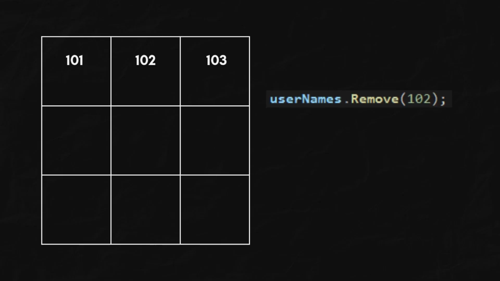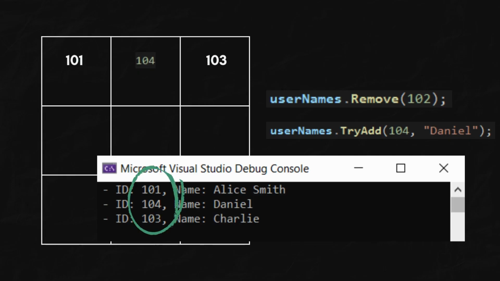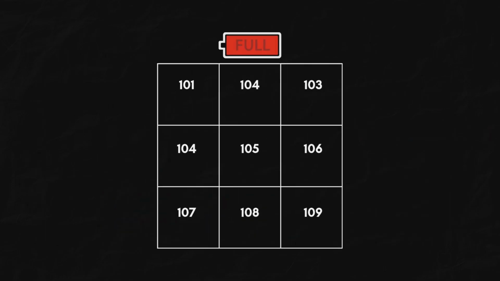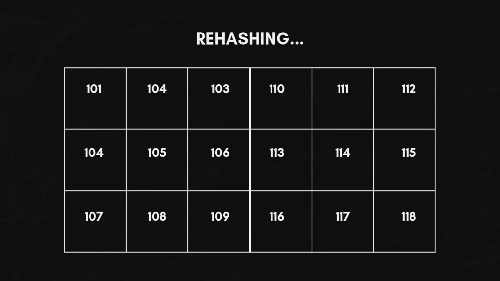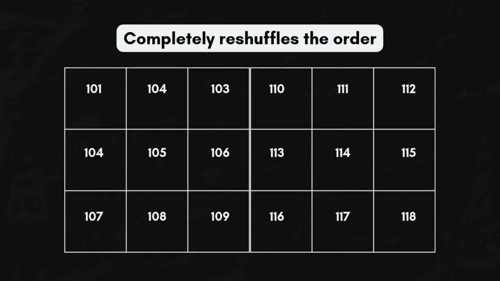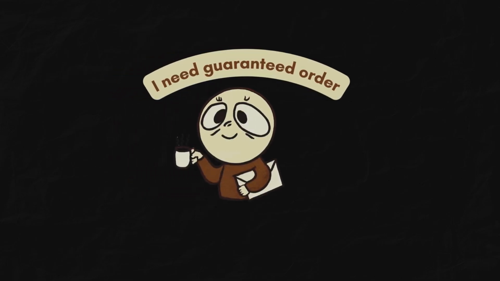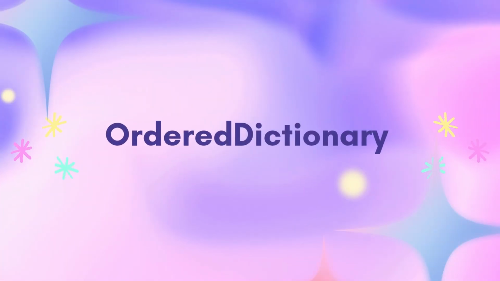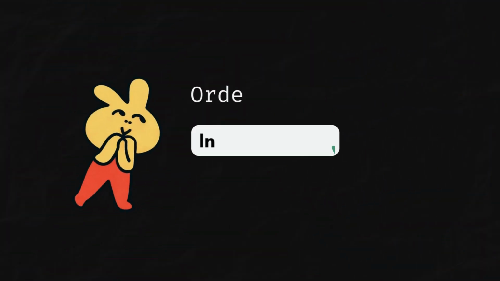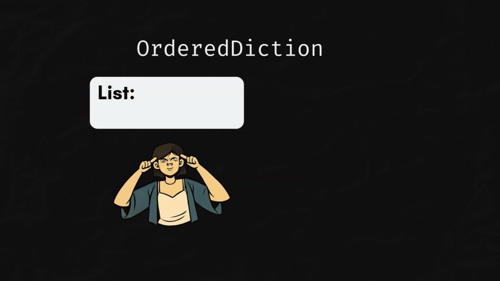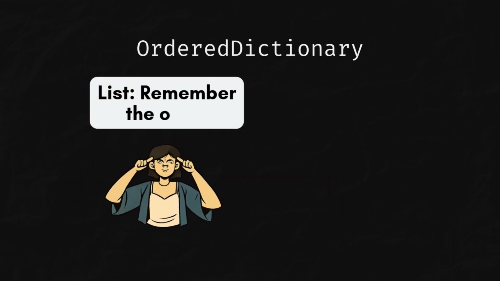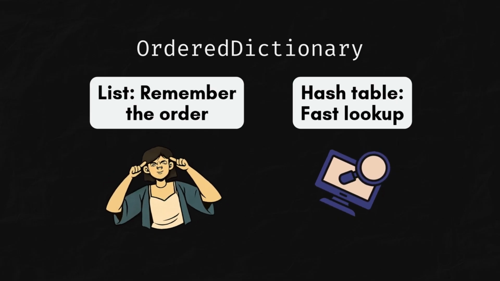When we remove an item, this creates a hole in the internal array. The next item you add might fill that hole, appearing earlier in the dictionary. If the dictionary gets too full, it automatically expands and rehashes everything to find new bucket slots, which completely reshuffles the order. So, if you need guaranteed order, you can use OrderedDictionary. It keeps insertion order and does O(1) lookup by combining two data structures. In simple terms, it uses a list to remember order and uses a hash table for fast lookup.